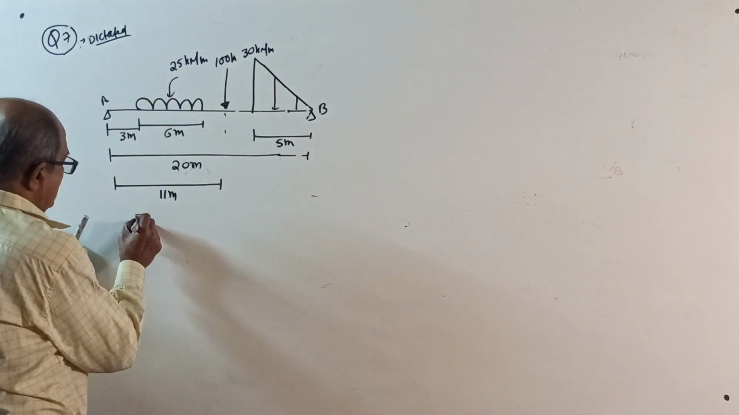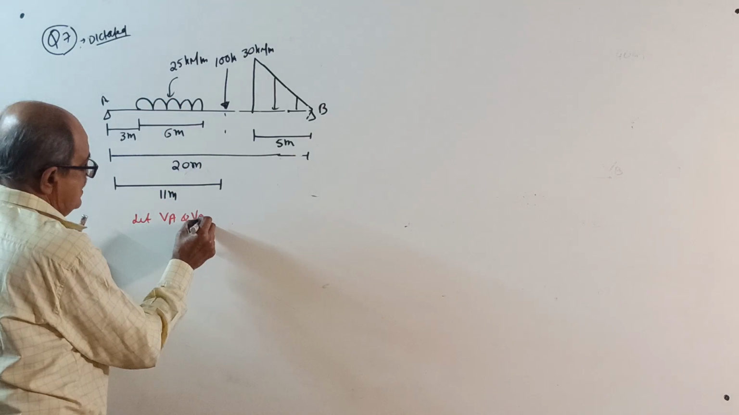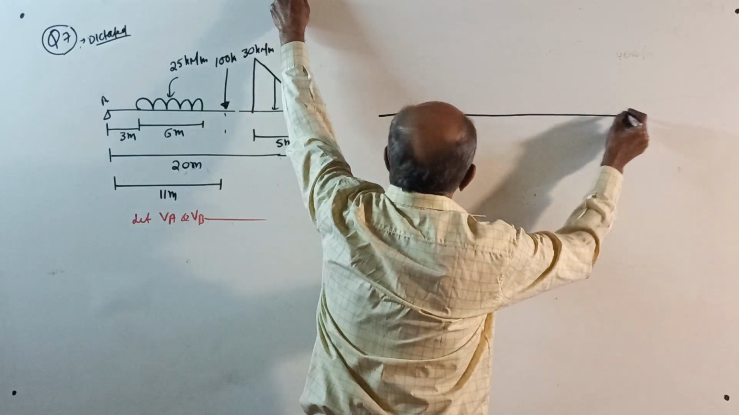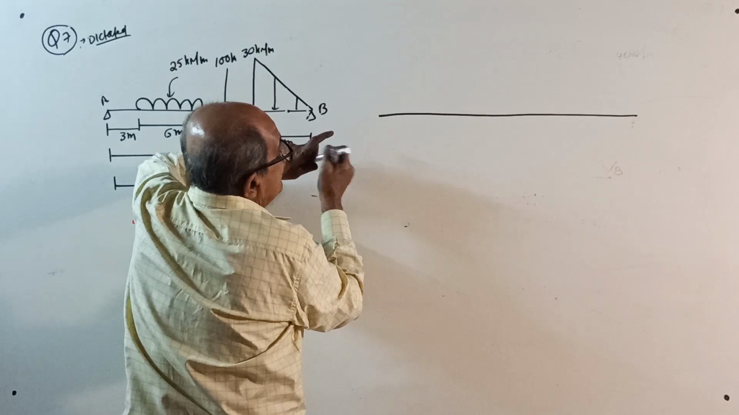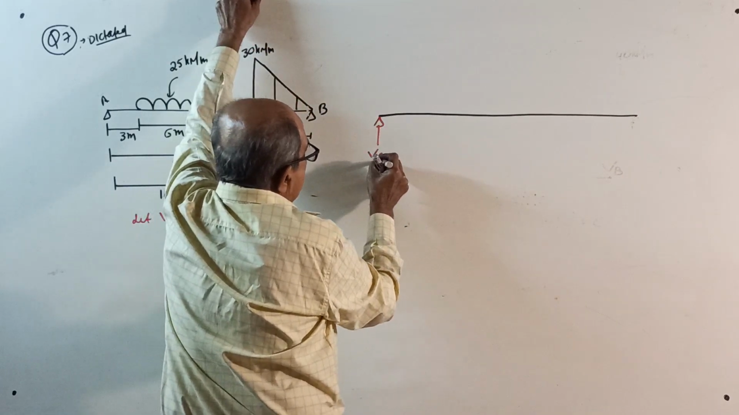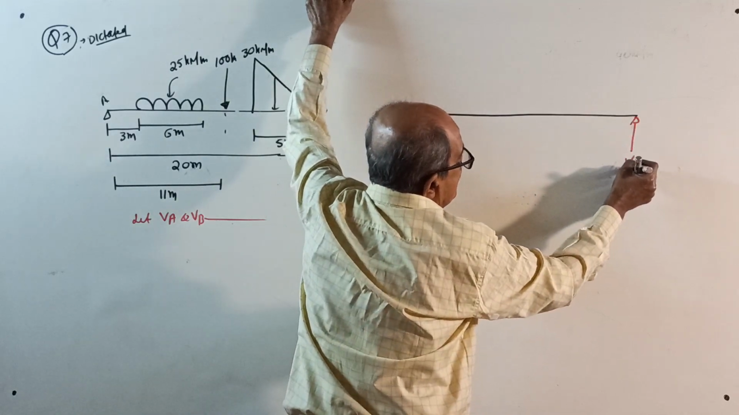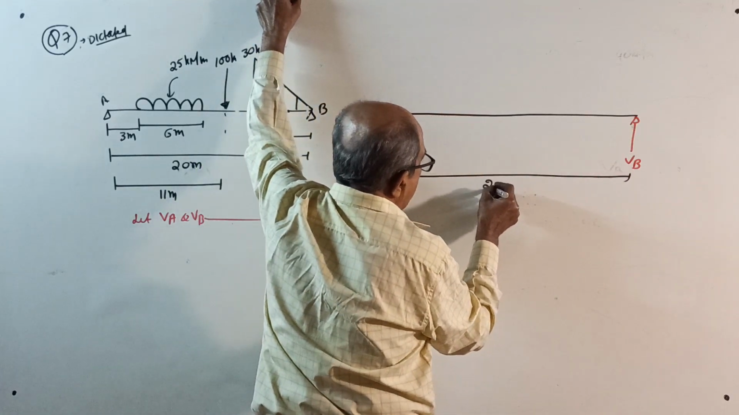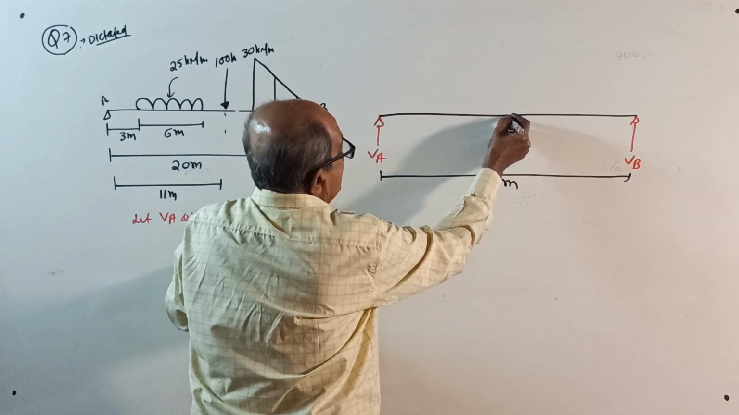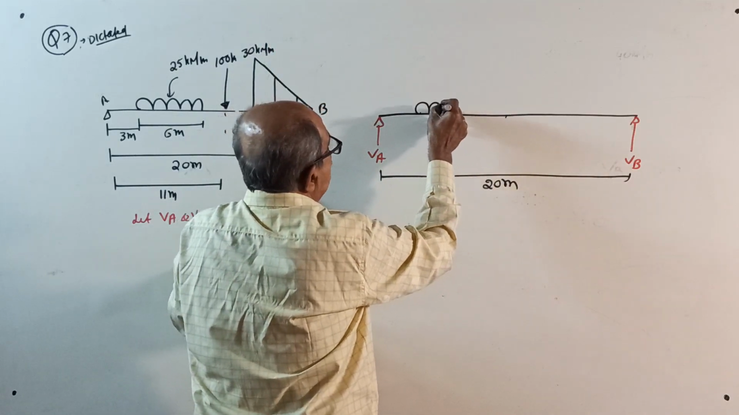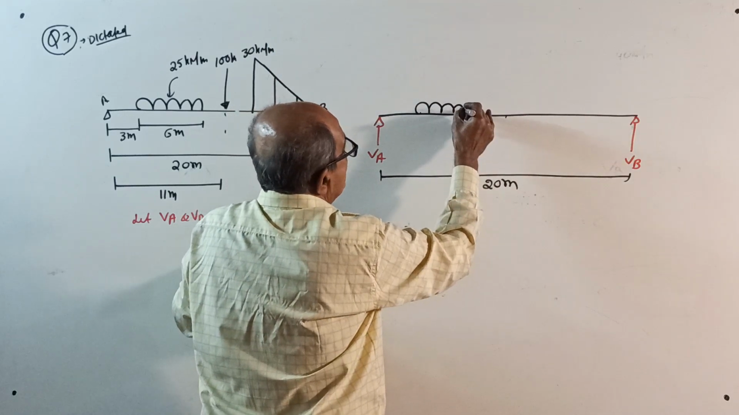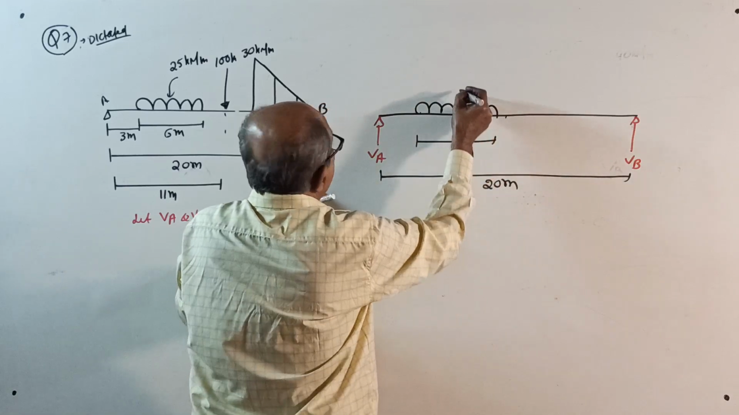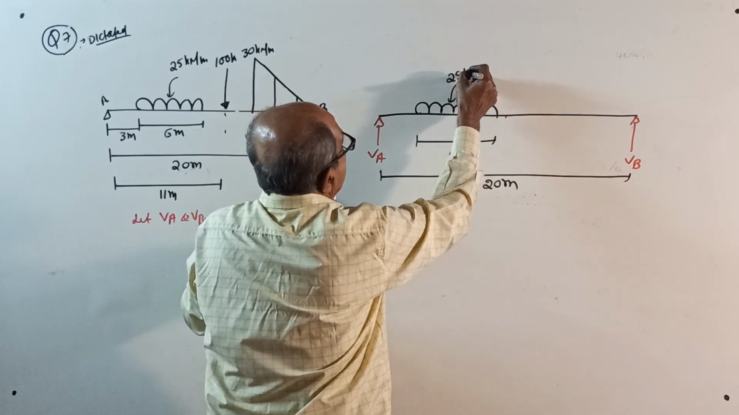Okay, start. Statement: let VA and VB, usual story, prepare a neat sketch. See, this time I have not solved it. I am solving in front of you only. VA, see correctly what I am writing, VB, span 20 meter. I leave a gap of 3 meter and start the UDL here, for 6 meter length, a UDL of 25 kilonewton per meter.